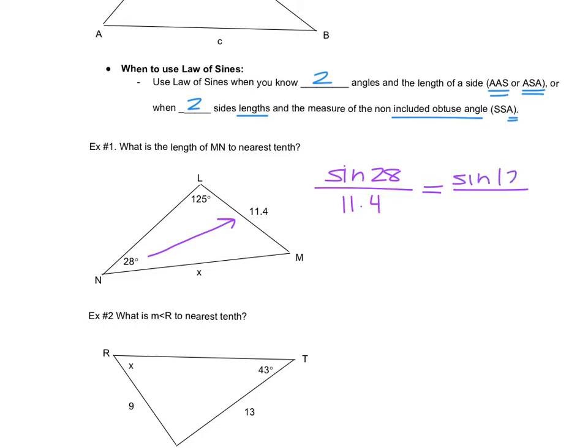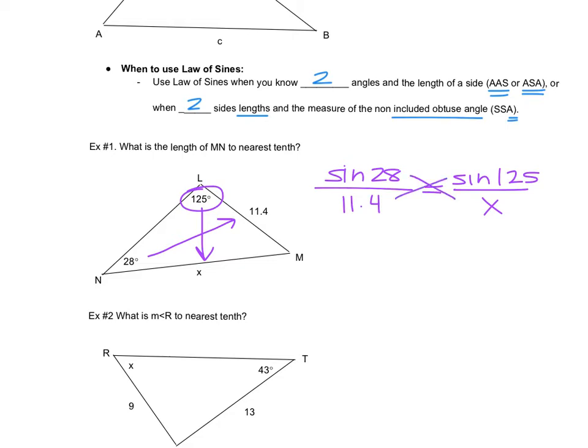Sine 125 over x, right? Here's my other angle and the side across from it. So you're just setting it up as a ratio, okay? And then putting those two ratios together to make a proportion. How do you solve a proportion? You cross multiply. So that's what we're going to do.